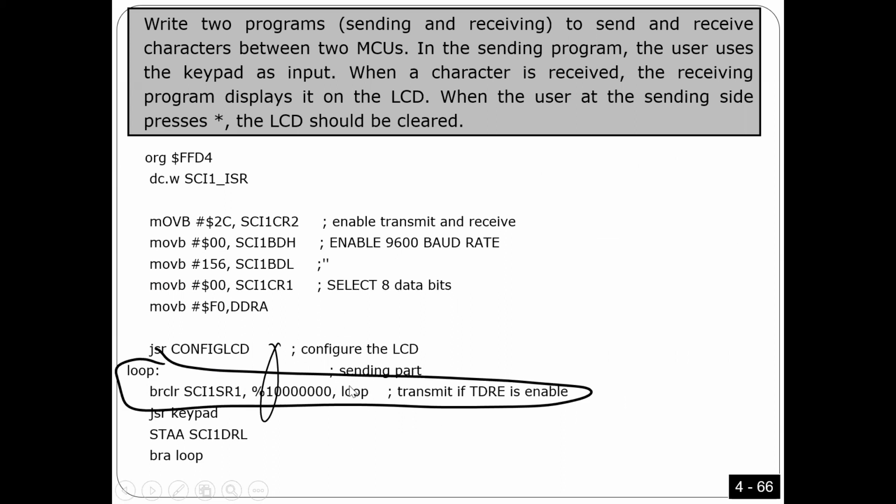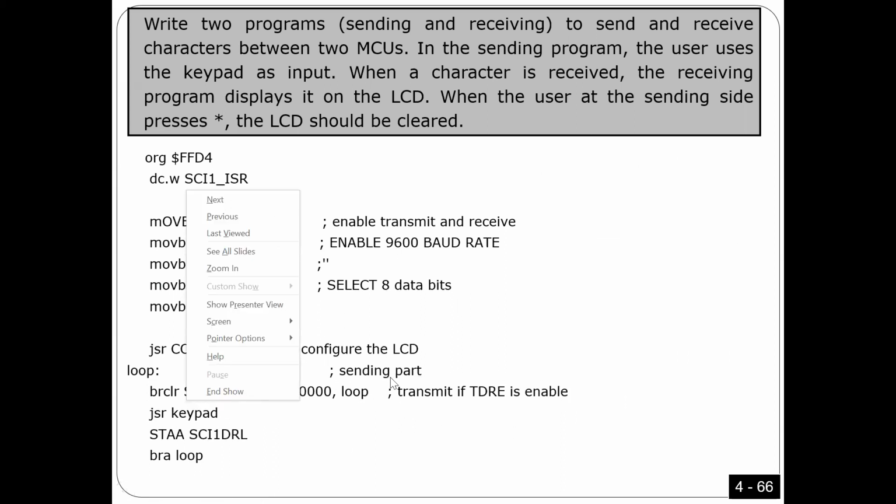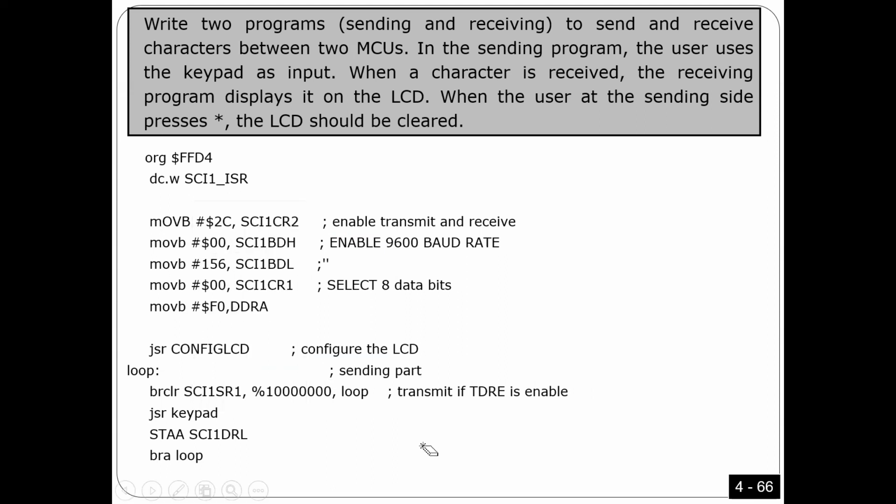Once this bit is 1, that means it's already ready. So once you come here, I'm going to call a keypad. I'm going to get a value from the keypad and then write it in this register. This is the buffer I told you about. It's very simple. Okay, guys, this is how you can transmit.